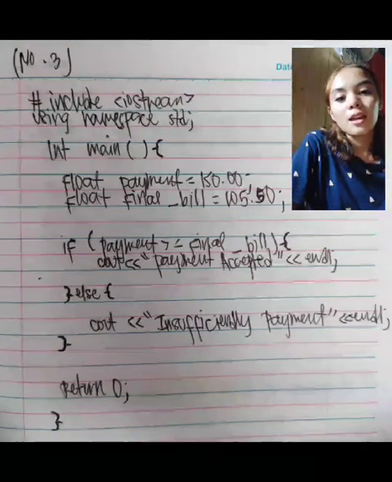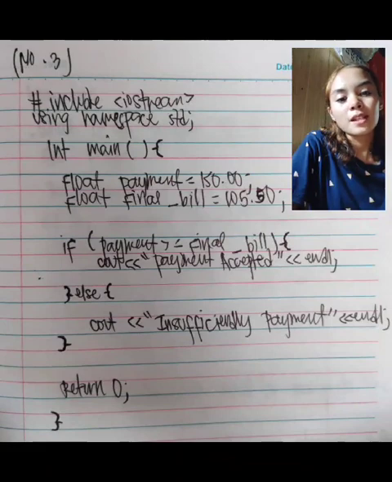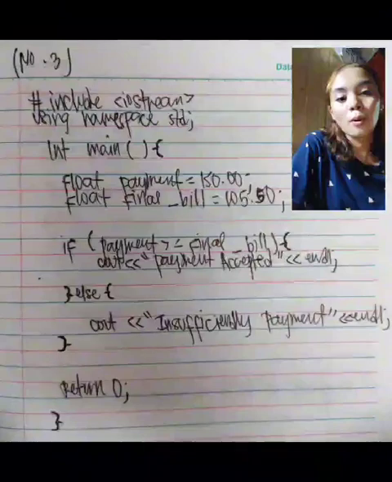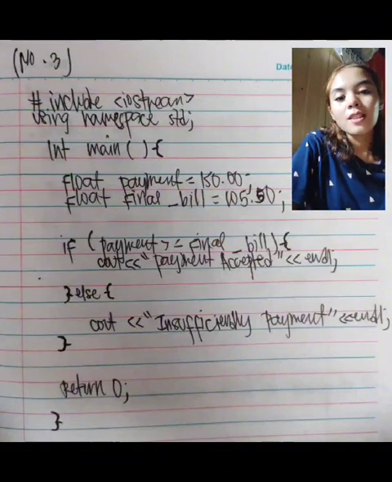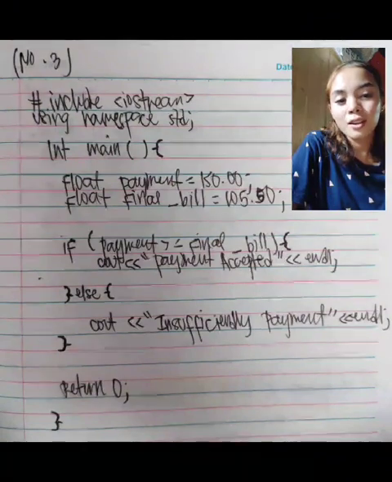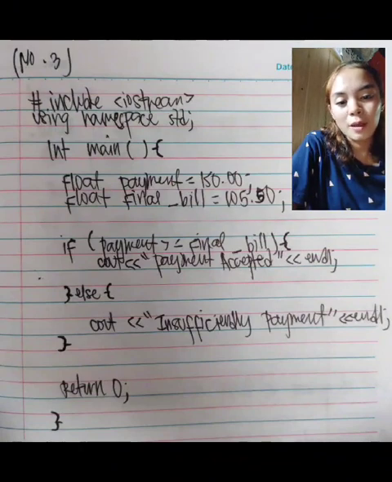Output: payment accepted because 150 is more than 105.50 pesos. That's program 3. We now have a complete system: calculate costs, add fees, and check payment. Thank you.